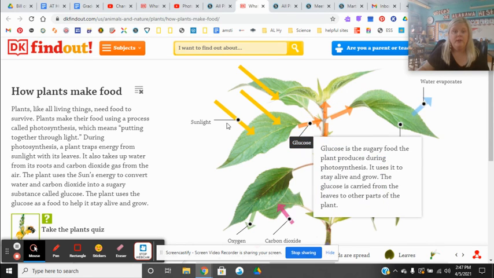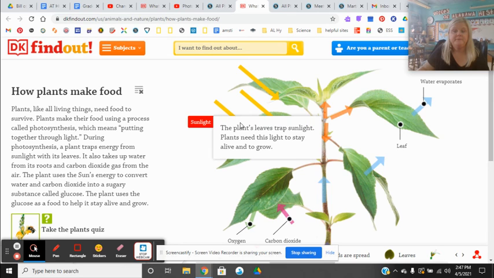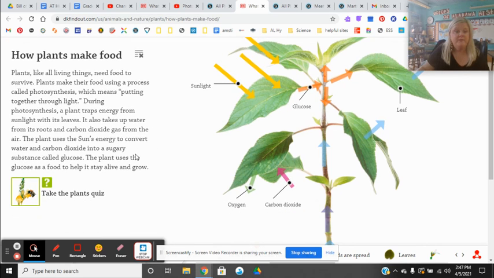We did glucose, and then we have sunlight. The plant's leaves trap sunlight. Plants need this light to stay alive and grow. So photosynthesis: plants need food to survive.